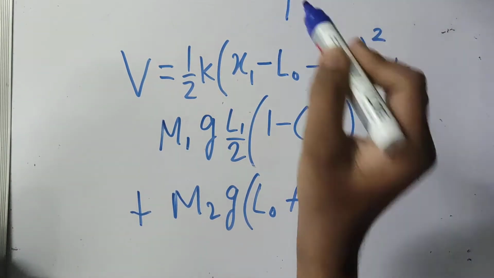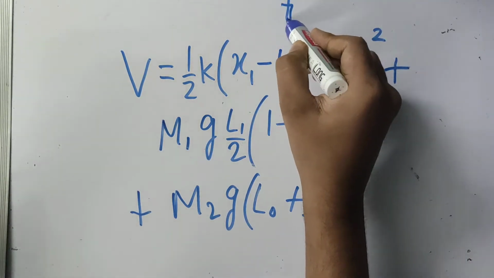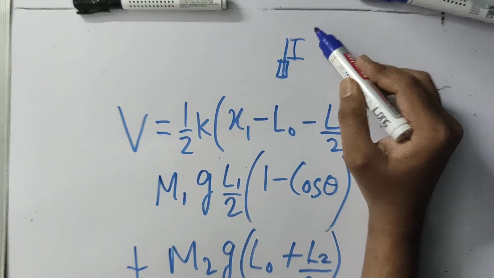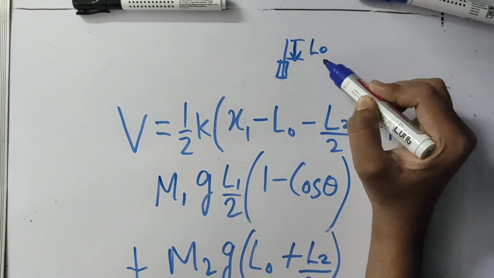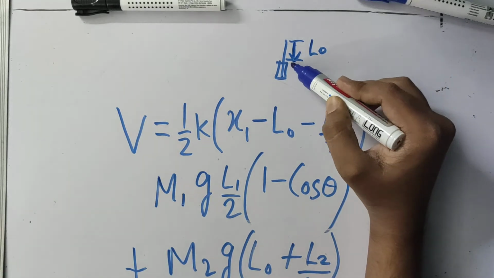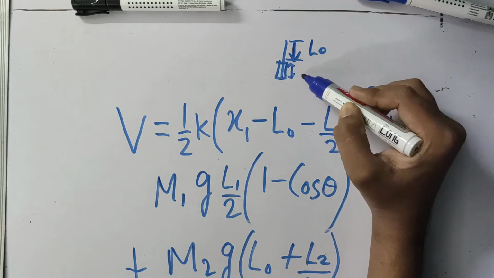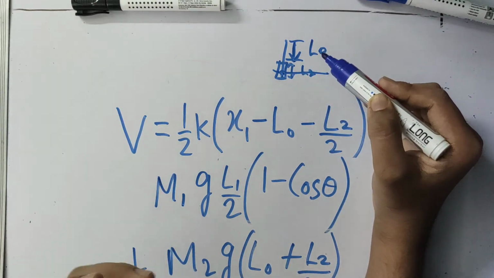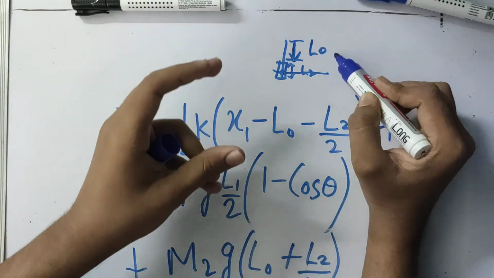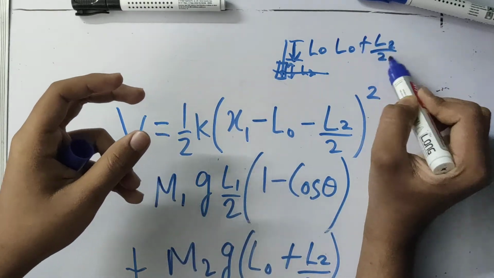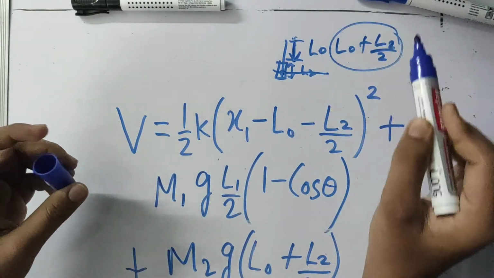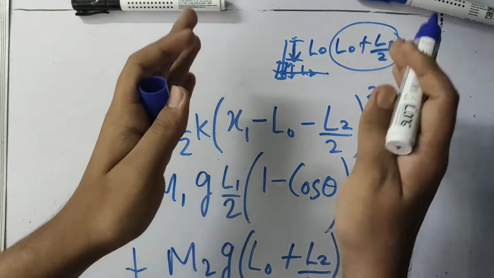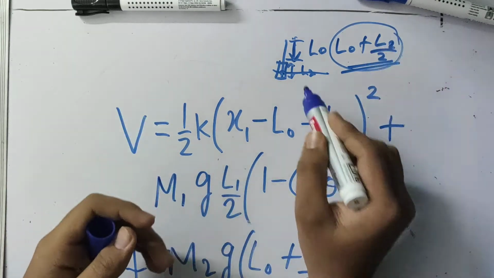This is the initial potential energy. As you see, the sleeve was at this point, and this length at the equilibrium position will be L0, the unstretched length of the spring, and the length of the sleeve is L2, so L2 by 2. The center of mass is what we are concerned about to find potential energy. The center of mass is at a height of L0 plus L2 by 2 from the point of suspension, and basically this is the initial height at which our sleeve is when it oscillates.